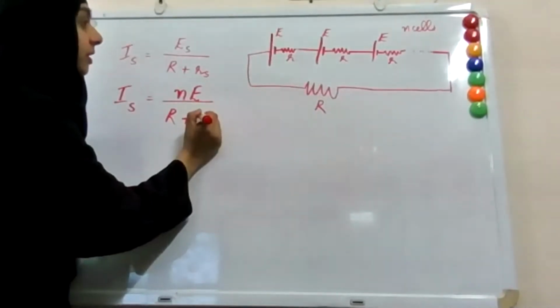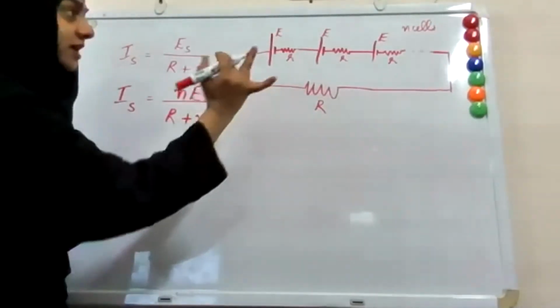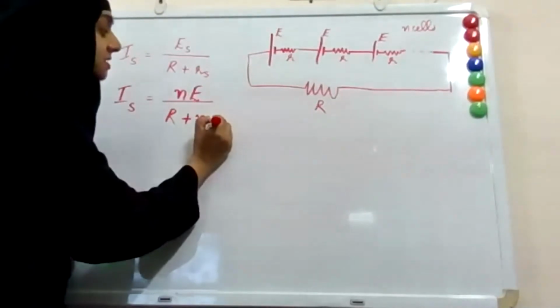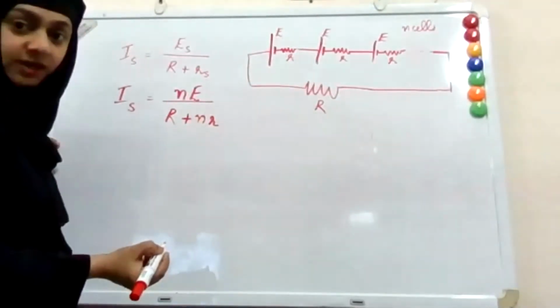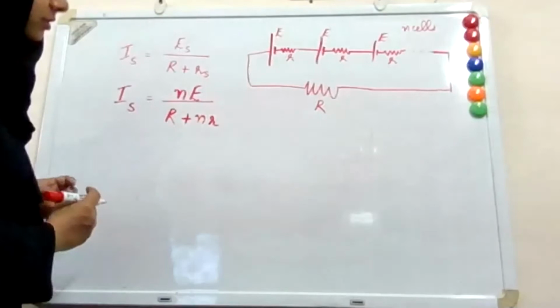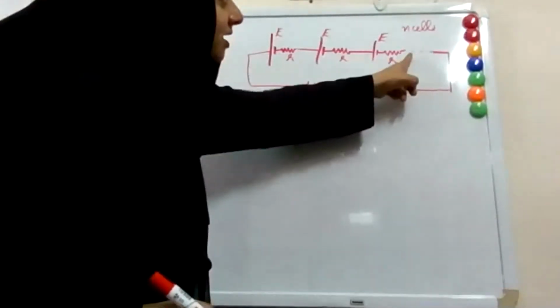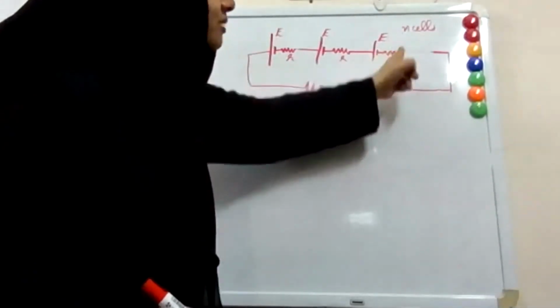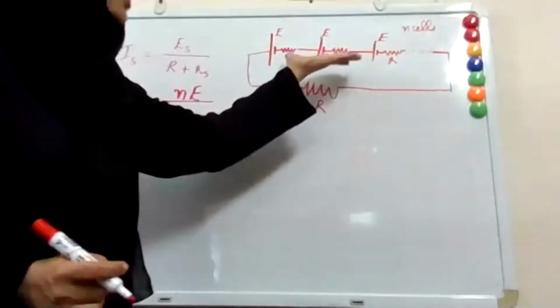3r, nr. 3r if there are 3 cells. If there are n cells, nr. Okay? But teacher, here is only 3r, right? Yeah, I put here dots. Dots means there are more such cells. I'm not showing them in the figure.